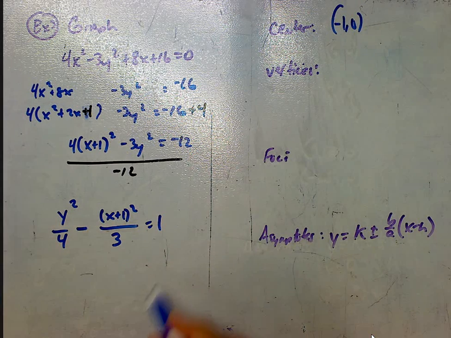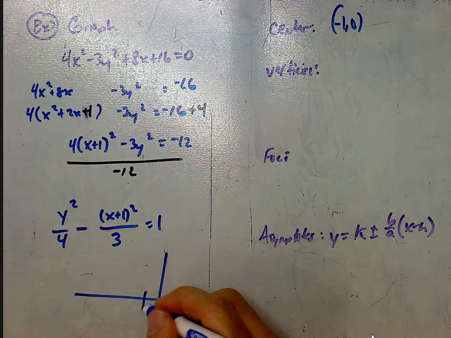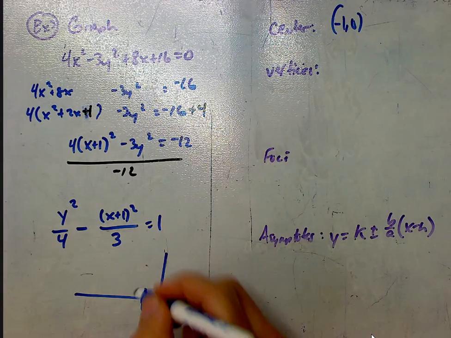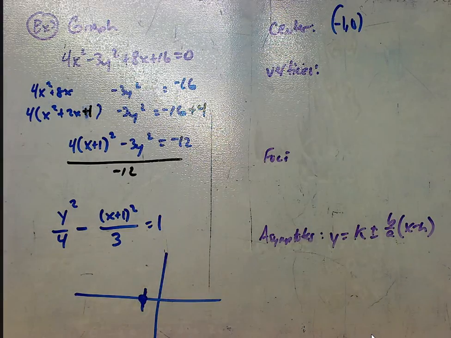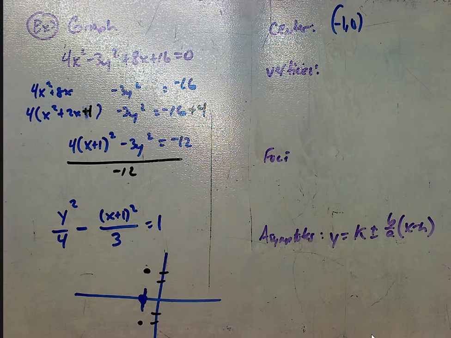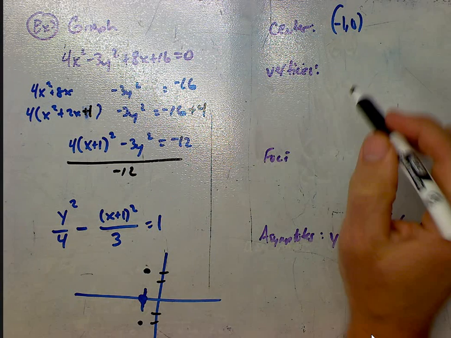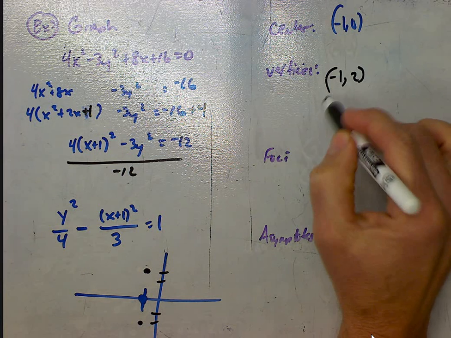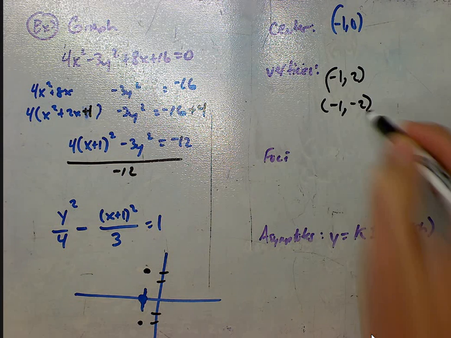Sketch a little graph here. Negative 1 comma 0 is going to be the center. The vertices are in the y direction, and the square root of that is 2, so they're actually up 2. So 1 there and 1 there. So that makes it negative 1 comma 2 and negative 1 comma negative 2 for my vertices.